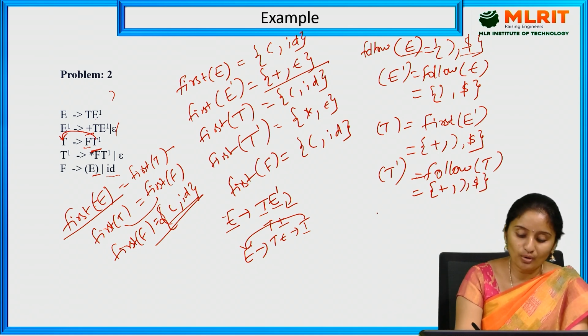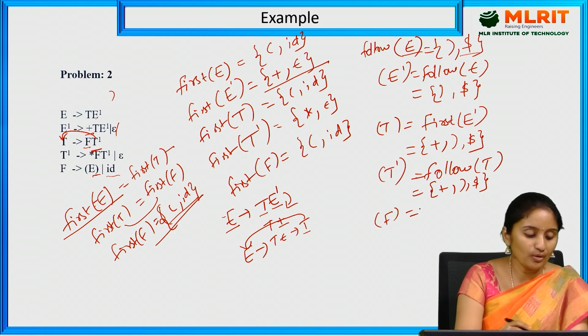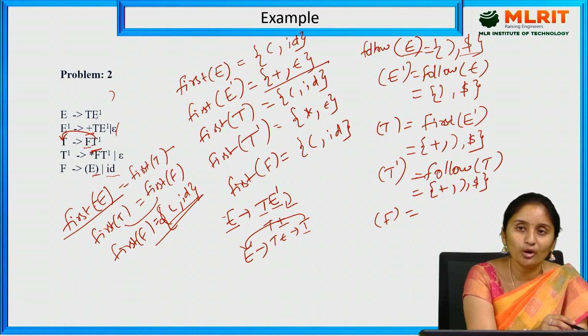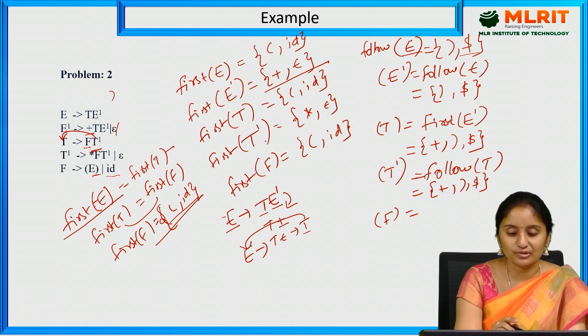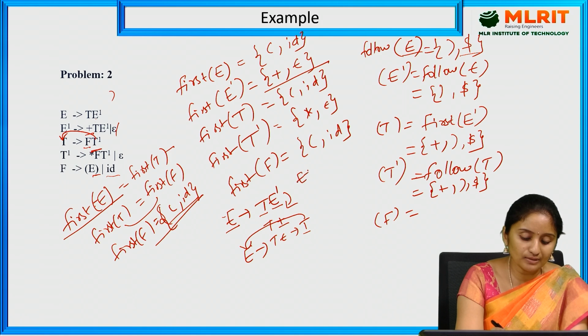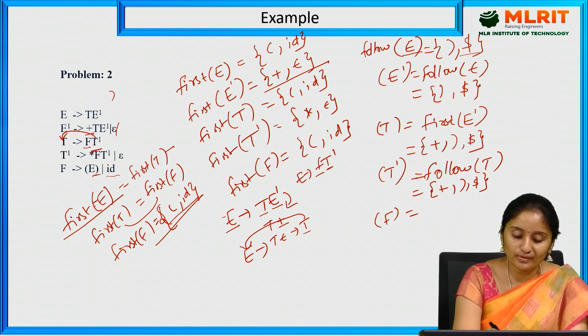Next, follow of F. F is followed by T dash. T dash is a non-terminal. So if I find a non-terminal which is following, then we are going to find out what is first of it. So here what am I having? T tends to F T dash. So what is follow of F? Follow of F is nothing but T dash.